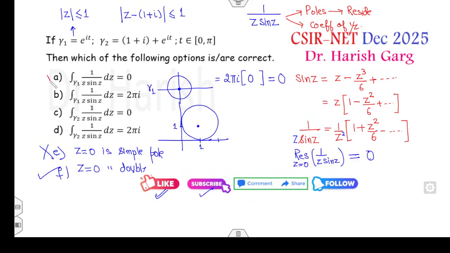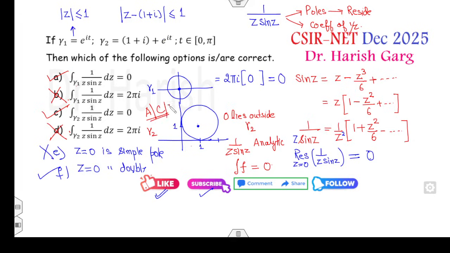So for gamma 1, the answer is 0. 2 pi iota is cancelled. Look at gamma 2. Where is the 0? 0 lies outside the domain. 0 lies outside gamma 2. Therefore, 1 over z into sine z is an analytic function. Once the function is analytic, then the integration of the function is 0. So C option is the correct, D option is the wrong answer. So correct options are A and C. If you also have the pole option, then F is also a correct option. Fine.